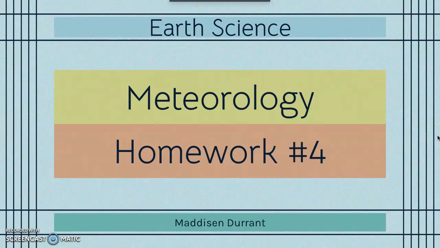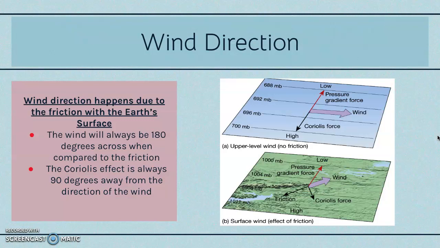Okay, so for the last part of our meteorology unit, for the questions, the wind direction happens due to the friction, which is like mountains or hills, on the Earth's surface. So the wind will always be 180 degrees across, so straight across, from where the friction is. And you can see on that bottom picture, the green one, how the friction, where those mountains are, the wind is straight the other way.